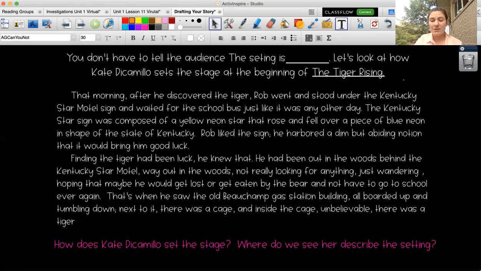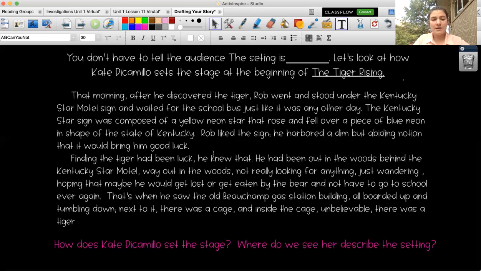And we also know that a future setting is probably going to be school because he's talked about waiting for the school bus and not wanting to go to school. So now we have, this is in the morning on a school day because he's getting ready for school. So that's the when and where: he's at the Kentucky Star Motel, and we also know that this motel has woods behind it and a school nearby that Rob rides the bus to.